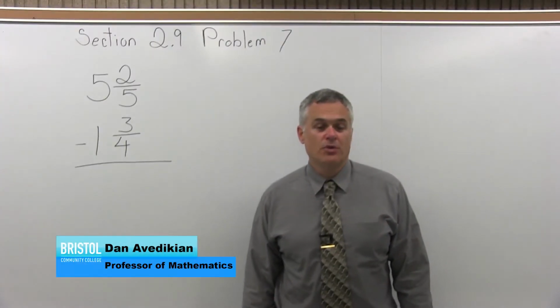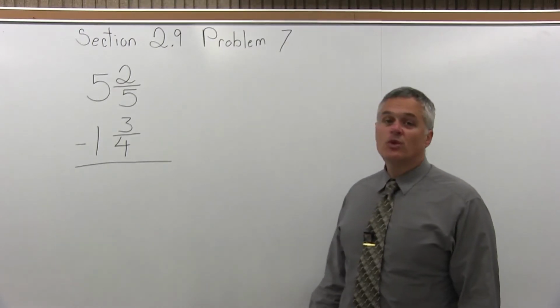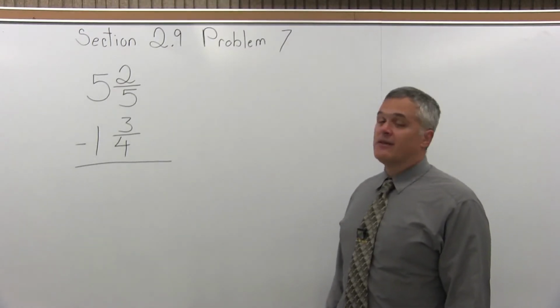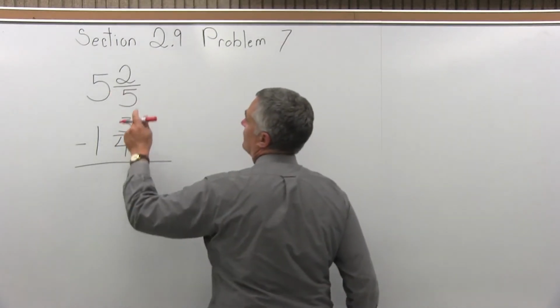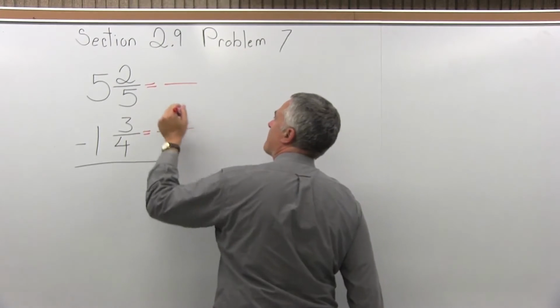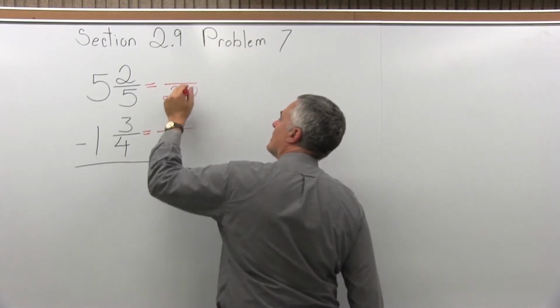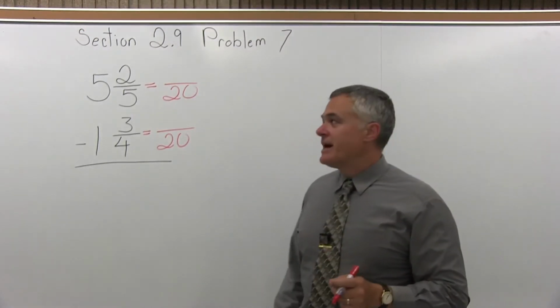This is Section 2.9, Problem 7. It says 5 2/5 minus 1 3/4. So we have to find the common denominator. If you have denominators of 5 and 4, a good common denominator would be 20. And now you have to make the numerators match up.